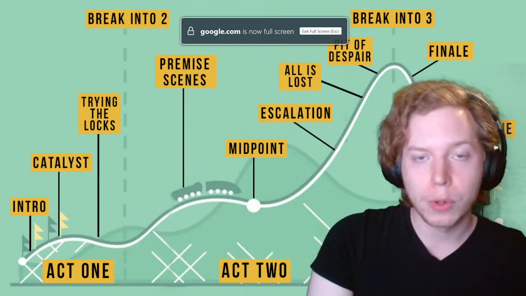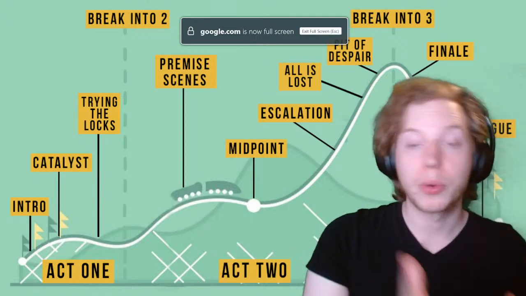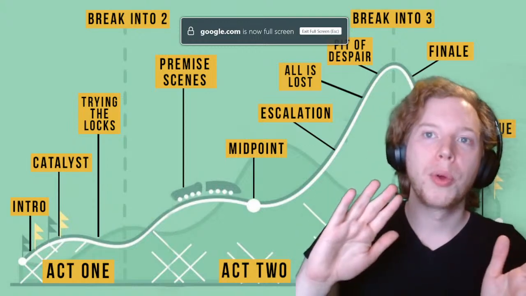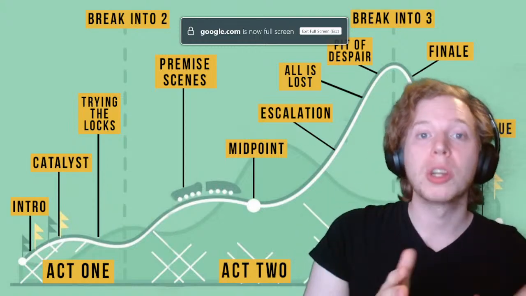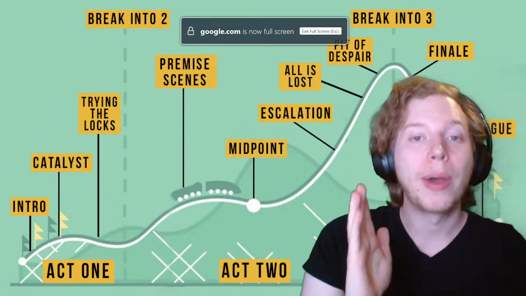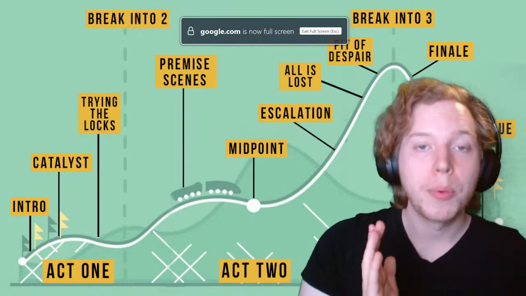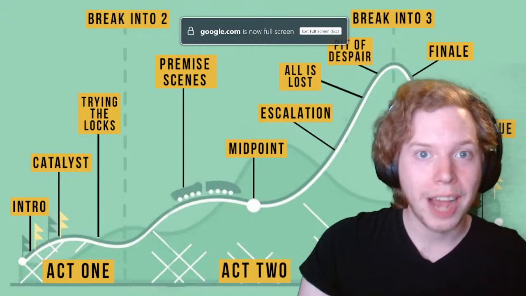So that midpoint is, of course, going to be the biggest distinction between two act and three act, where in our two act structure, we're looking at that midpoint as a stopping place and as a point where we now need to convince people to return afterwards.